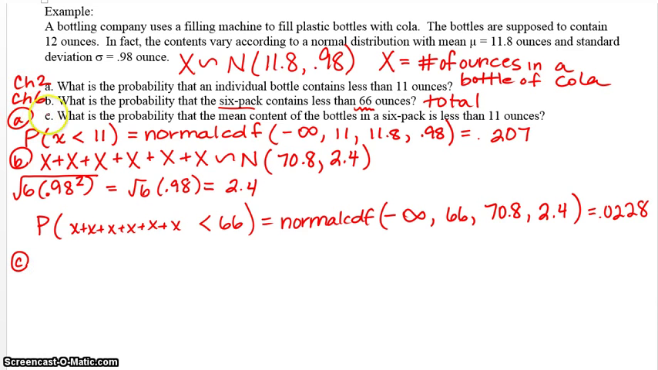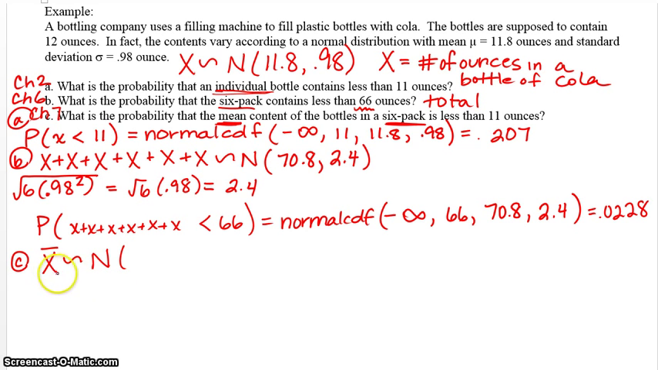Then we have part C, which is the probability that the mean, the average content of the bottles in a 6-pack is less than 11 ounces. So look at the difference between question A and question B. Question A is an individual bottle. Question C is the average of 6. So this is from chapter 7. And so what we're looking for here is the sampling distribution. And we want to know the mean and standard deviation of that.